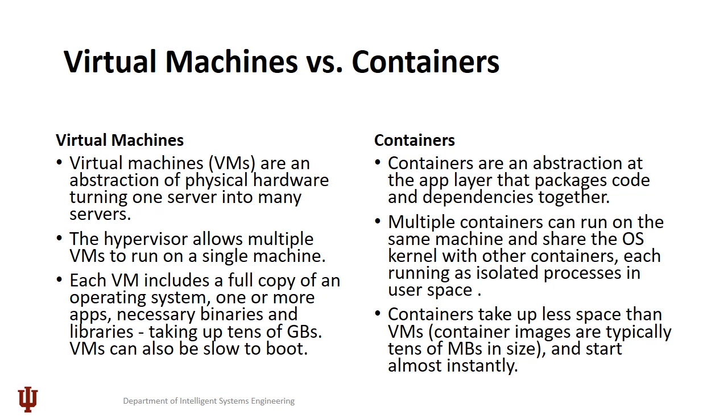And so it's a really good advantage of using containers. Virtual machines, on the other hand, are an abstraction for the physical hardware. As part of the operating system, we have a hypervisor that allows multiple virtual machines to run on a single machine. Each virtual machine includes a full copy of the operating system.